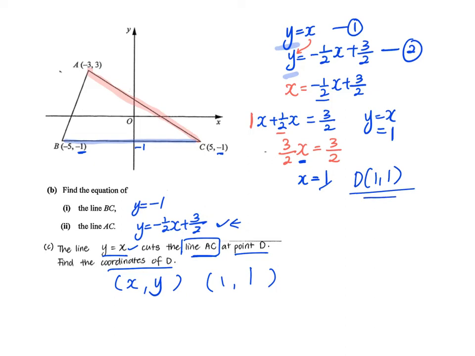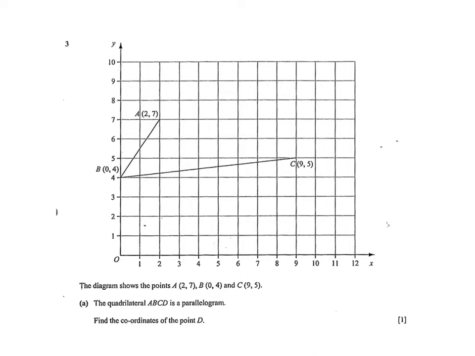Have you gotten the concept? One more question for the day. The diagram shows the points A, B, and C. The quadrilateral ABCD is a parallelogram. Find the coordinates of the point D. Notice there's only one mark over here, so there's a particular position that they actually want. That means they want from A to B, B to C, and C to D, so that it closes up and becomes a parallelogram. So if that's the case, let's take a look at our diagram.